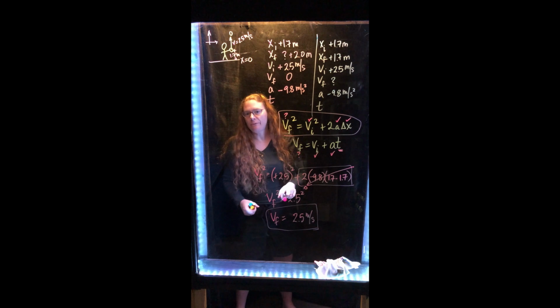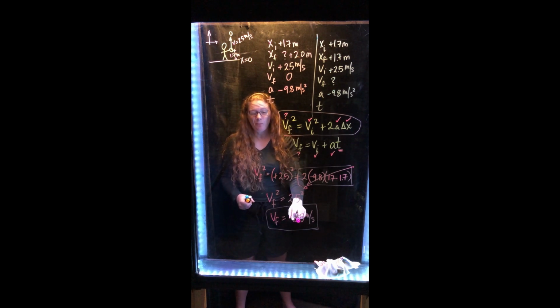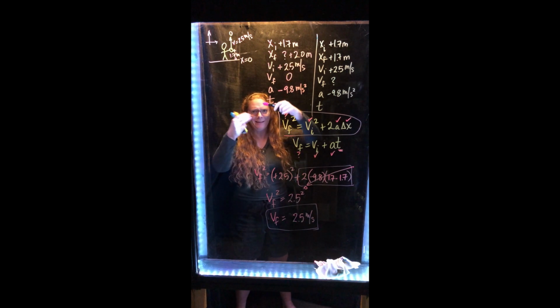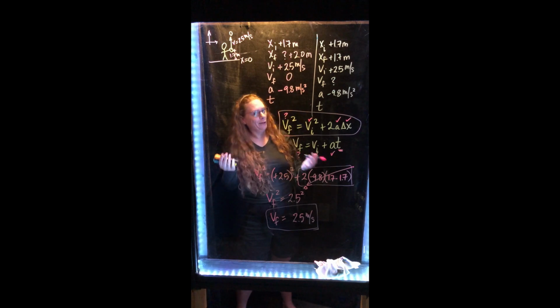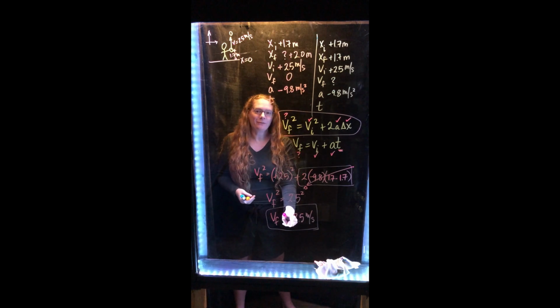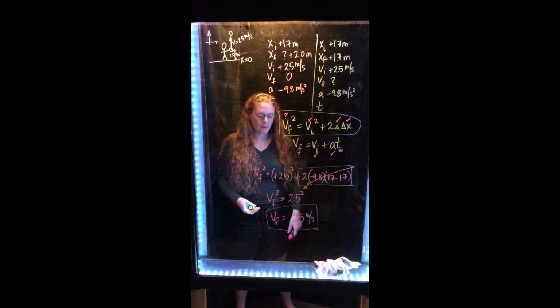We've labeled this V final. V final is a velocity. Is this thing moving upwards when it's coming back down? Is it moving upwards when it's on its way down? Nope. This should have a negative sign. It's moving downward. Downward is negative. This should have a negative sign.